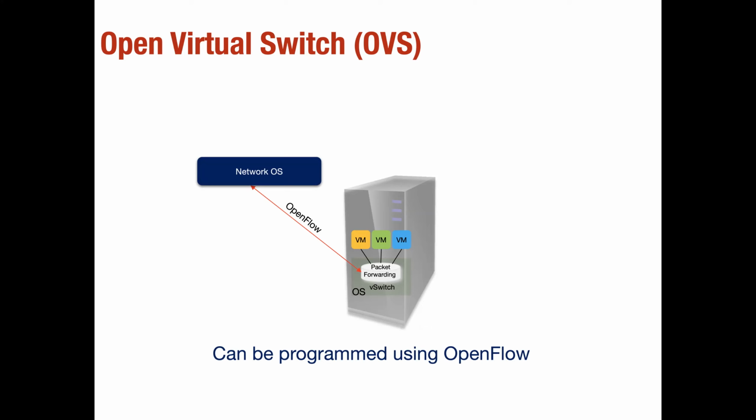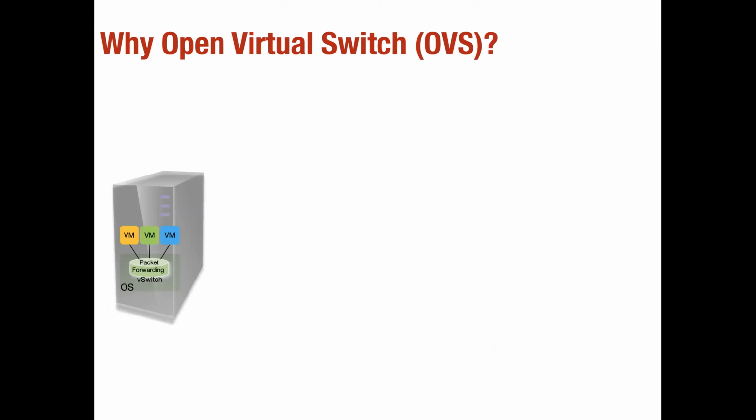This virtual switch uses the OpenFlow protocol to communicate with the network operating system, right? And if you recall, the OpenFlow protocol is basically something you can think of as a southbound API that connects the network operating system with the physical data plane. And in this case, that data plane is implemented in the user space. So now the question is, why Open Virtual Switch, right?